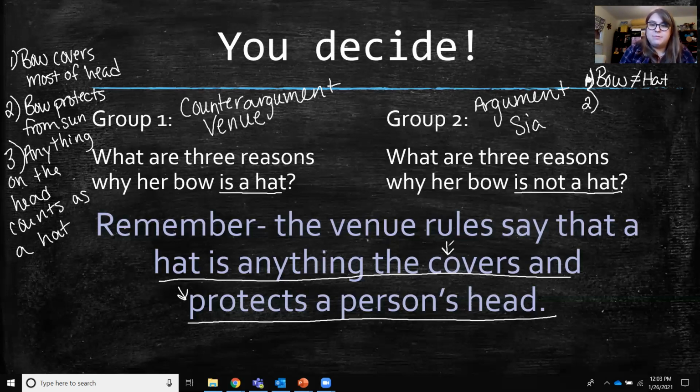Reason number 2, I'm going to come back to those ideas of covers and protects. So let's think about cover. I don't think her bow covers her whole head. A hat might cover the whole head, so I'm going to say that the bow doesn't cover her whole head. And if I think about that idea of protecting, I don't think a bow is going to really do a good job of protecting your head from anything. Bows don't protect.